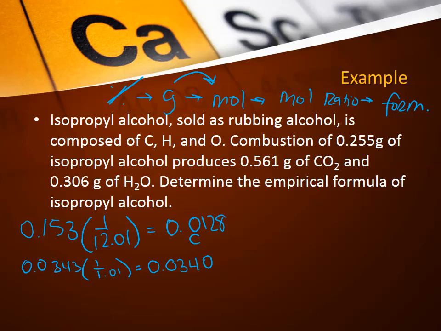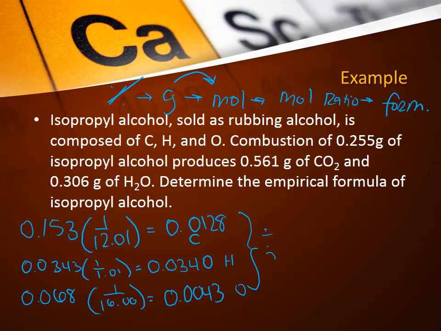0.0340. Really didn't change much. That's hydrogen. And oxygen will be 0.068 divided by the molar mass of oxygen, which gets us 0.0043. Alright, empirical formula wise says actually divide all those by the smallest number. So we're going to divide all those by 0.0043. And what you'll get, your carbon is about 3.0, hydrogen is about 7.9, oxygen is 1.0.